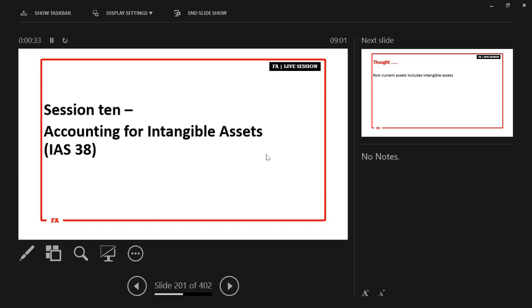Intangible assets means what? Let's start from there. What comes to your mind when you hear the word intangible? One room that's been quiet. He doesn't like calling this one room. What comes to your mind? You want to help him? Okay, please assist him. You can come through.